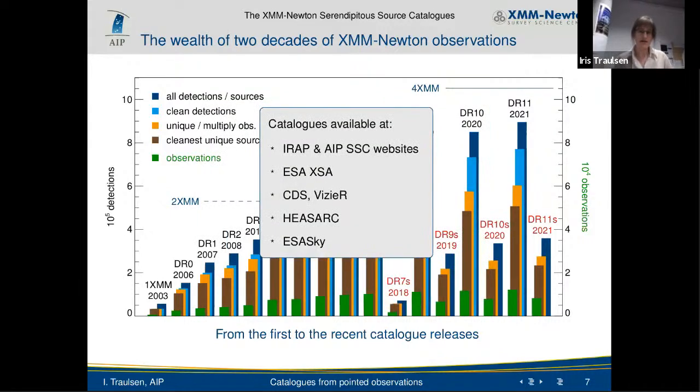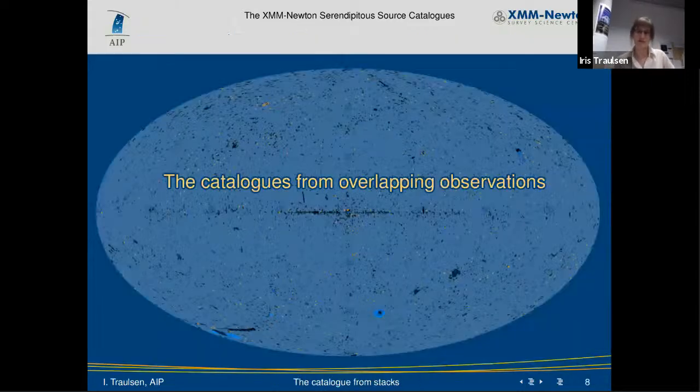You can access the catalogs in FITS format directly from our SSC websites, and you can browse them at different places, including ESA's XSA interface, where you can also find additional products like images and finding charts. You may have seen that over the last years, a new flavor of this catalog pops up in this plot here. Those having an S in their name, where S stands for stacked source detections. And these are the catalogs that we produce here in Potsdam, the catalogs from overlapping observations.